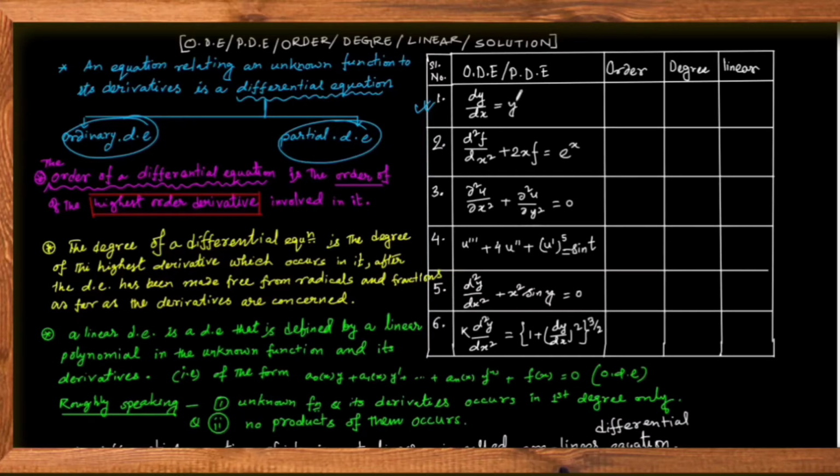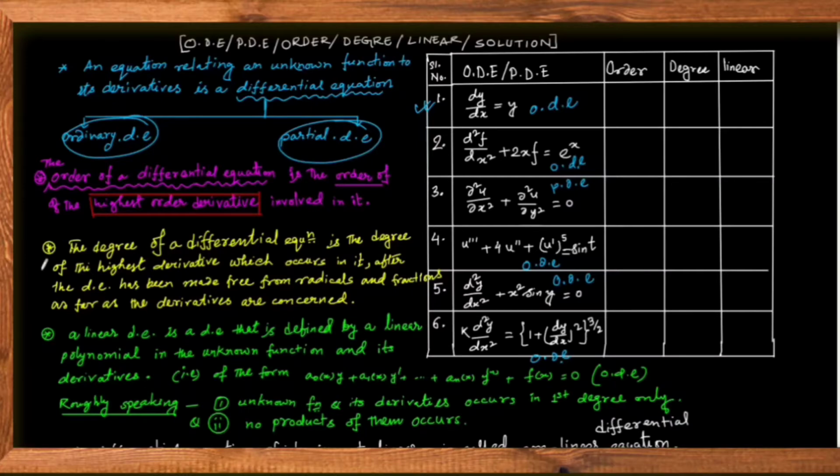Okay, so the first equation dy/dx equals y, this is an ODE. The second one is also an ordinary differential equation. Third one is a partial differential equation, PDE, because partial derivatives are involved in this equation. Fourth one is ODE, ordinary differential equation. Fifth one is ODE. And sixth one is also an ordinary differential equation.